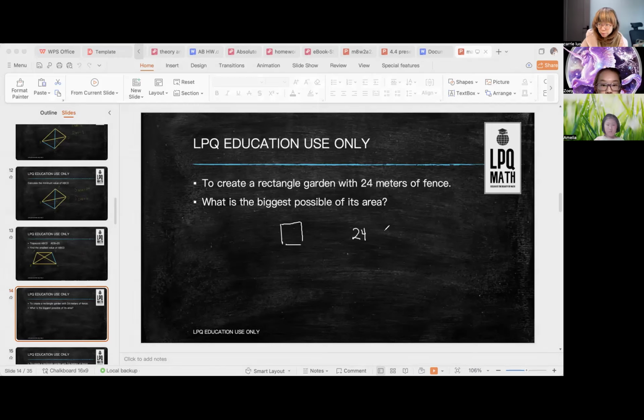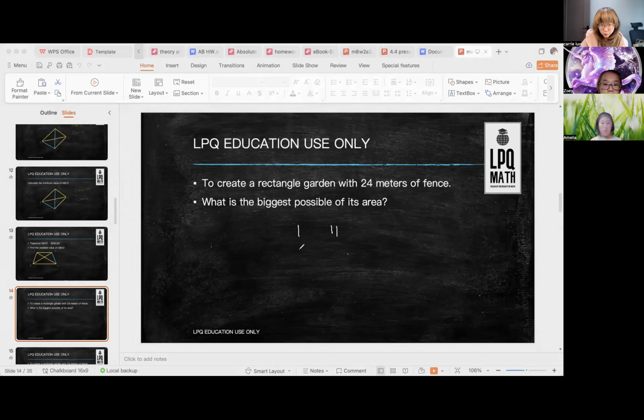So how to make them equal? Zoe, divided by 4, right? So each of them will be 6 centimeters. Correct, Amelia? So 6 centimeters makes them the biggest. 6 times 6 equals what? 36 square centimeters.